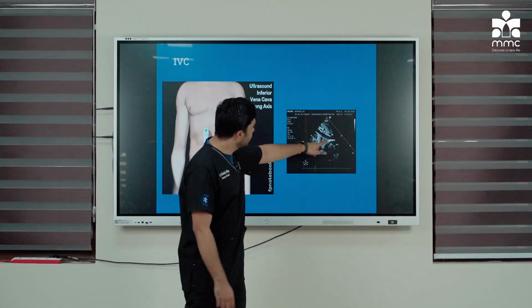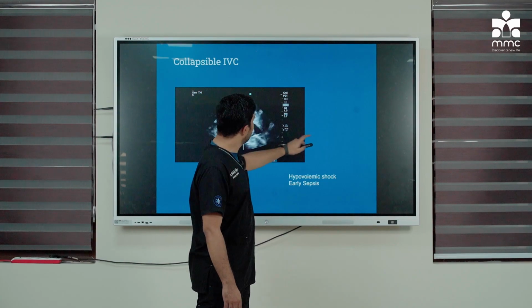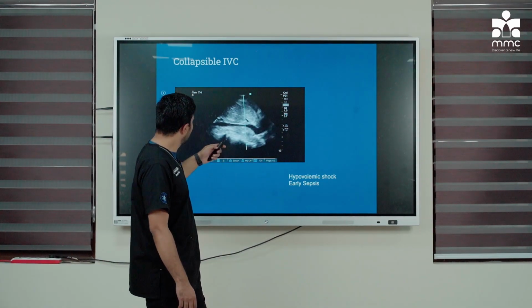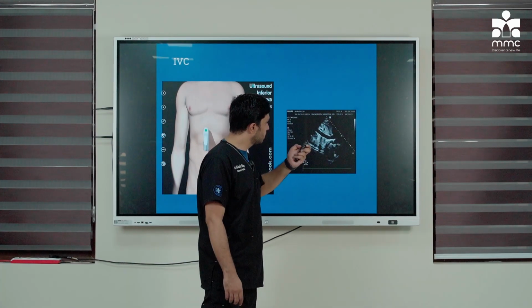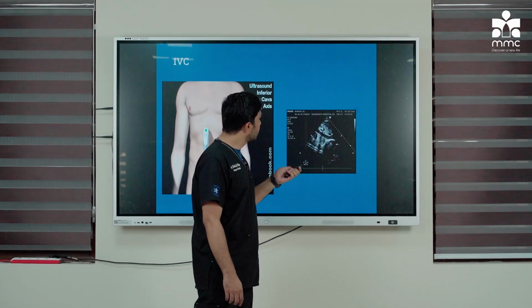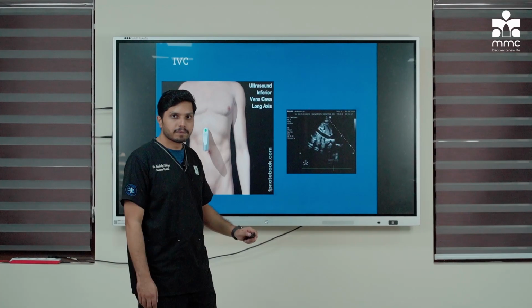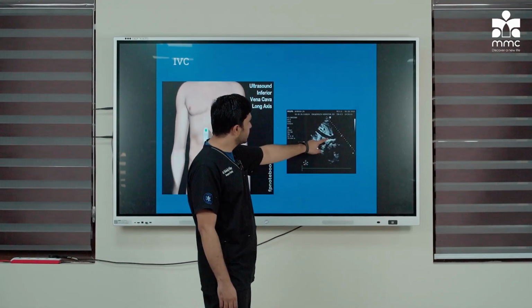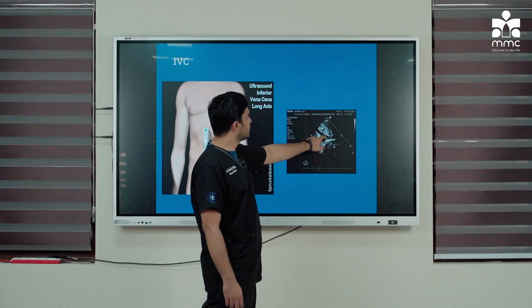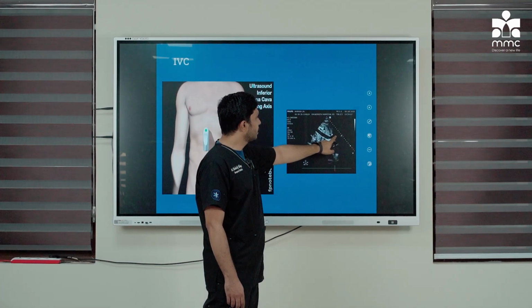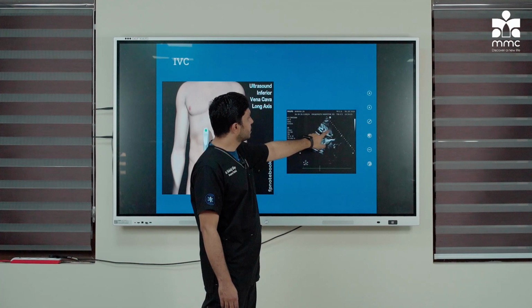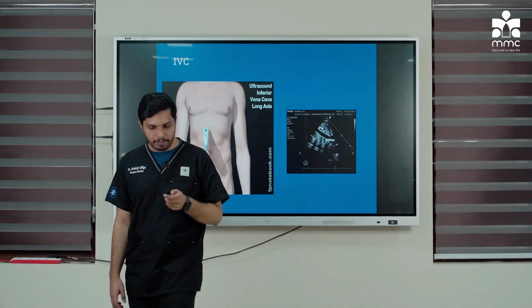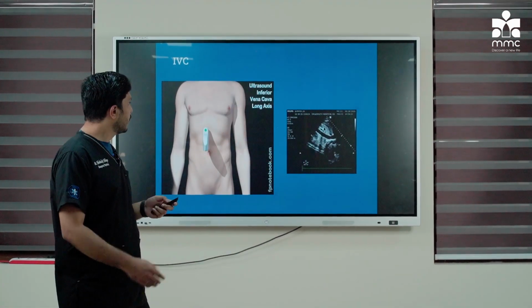And here we can see this blackish structure. The pointer is available here. This one is called the IVC. It is directly attached to the right atrium, and we can see a small vein here, called the hepatic vein.